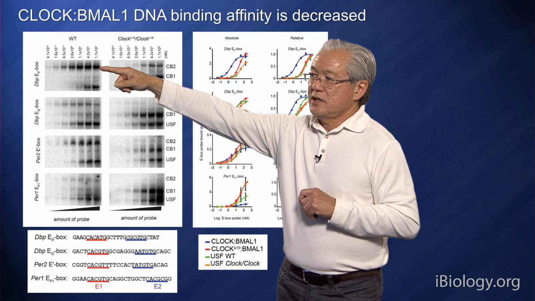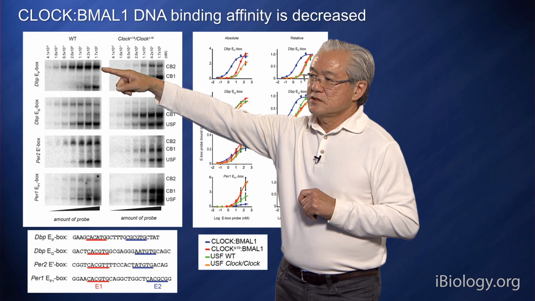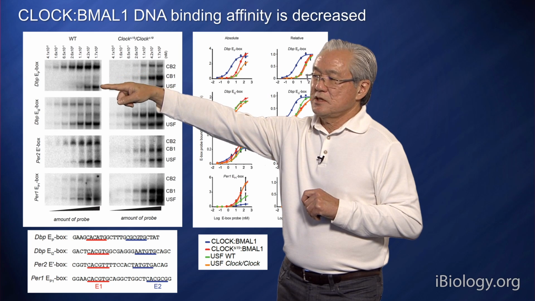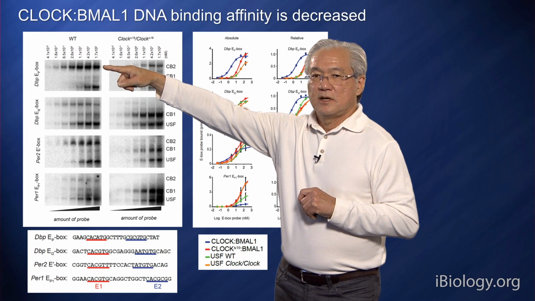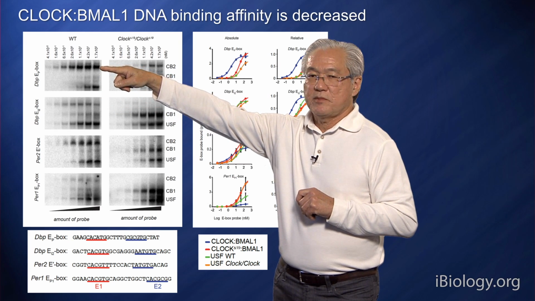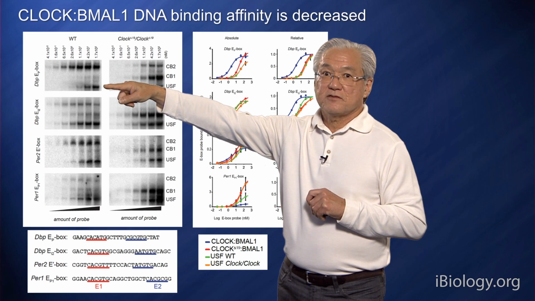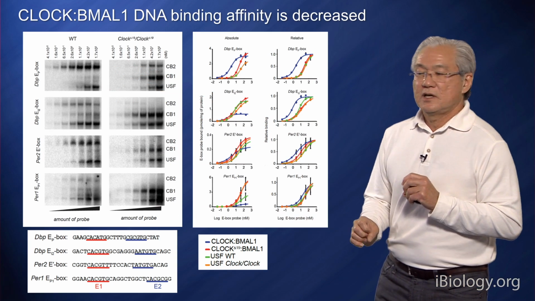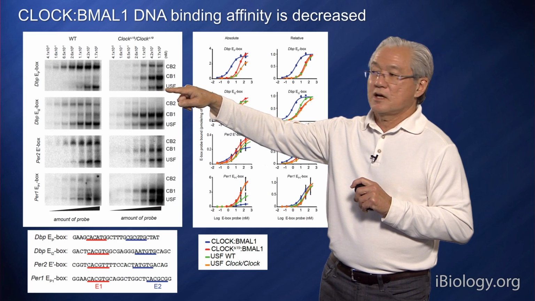And we bind them to an oligonucleotide that contains the E-box sequences from the DBP gene. And what you see is that we get two major bands. The top band turns out to be clock B-mel, and this lower band turns out to be USF1. So indeed, USF1 can bind to the same site as clock B-mel.